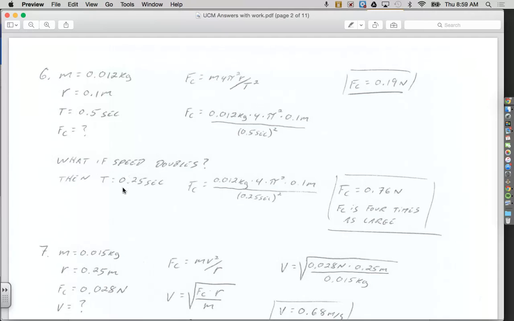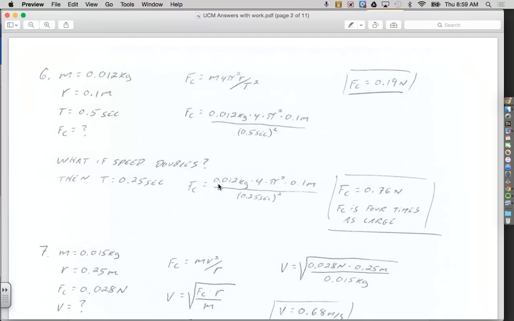Well, if we double the speed, it's going to take half as long to go around. Twice as fast, half as long. And that means that my time is now 0.25 seconds. My equation is exactly the same because my mass is unchanged, my radius is unchanged, and I still have time. I just have a smaller time as 0.25.